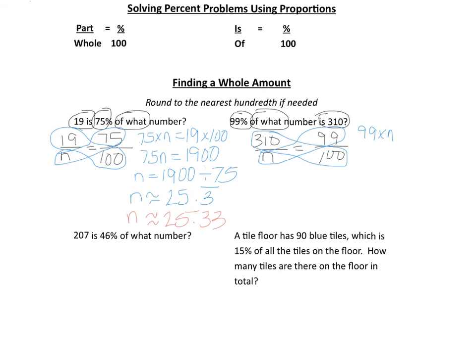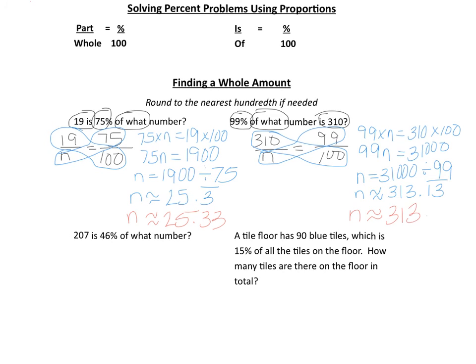99 times n equals 310 times 100. 99n is equal to 31,000. And we then divide 31,000 by 99 to get that n is approximately 313.13 repeated. Since we're rounding to the nearest hundredth, we get that n is approximately 313.13.